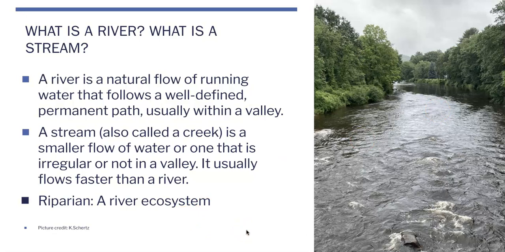So a stream or a creek is a smaller flow of water, one that's a little irregular, not necessarily in a valley, and it usually flows faster than a river. You also need to know the definition of riparian, which is a river or a wetlands or river ecosystem. Again, pause as you need to fill in your boxes.